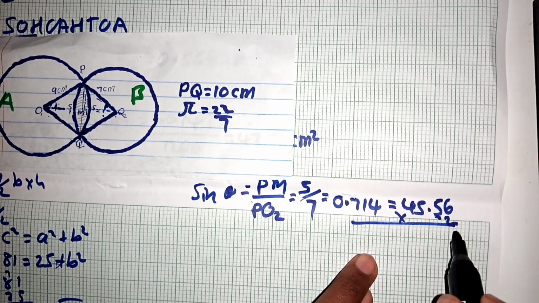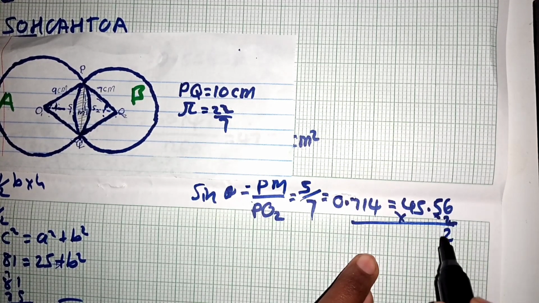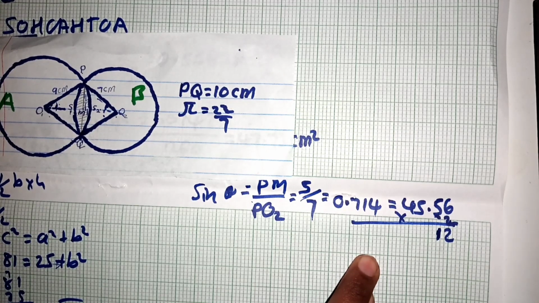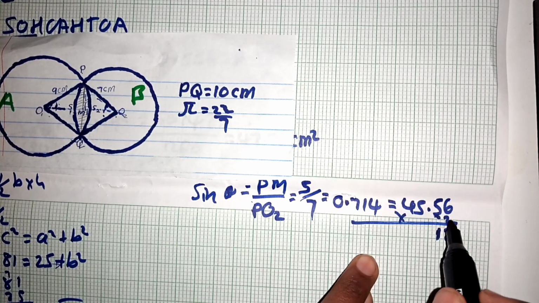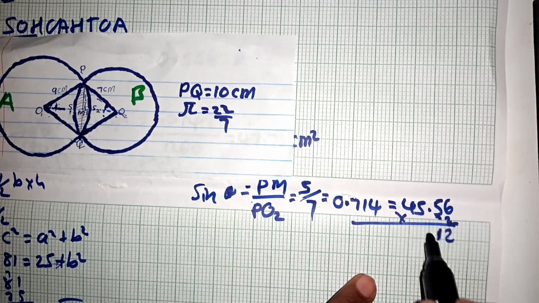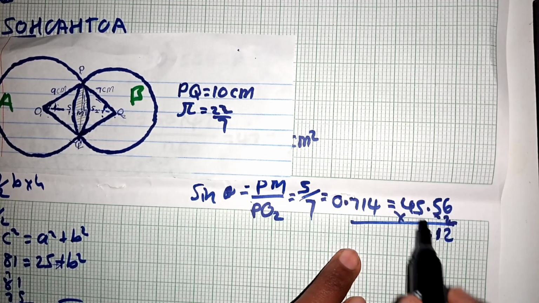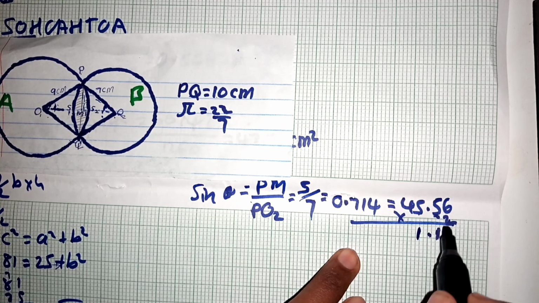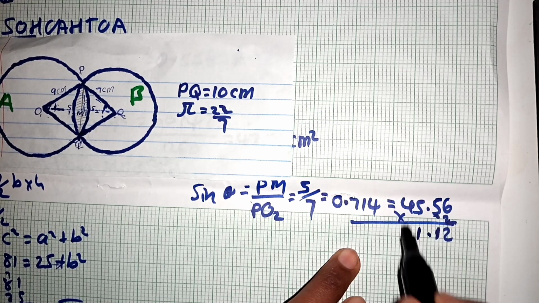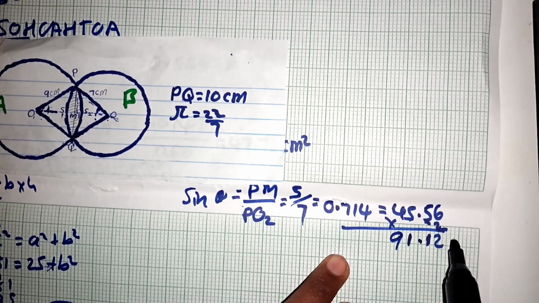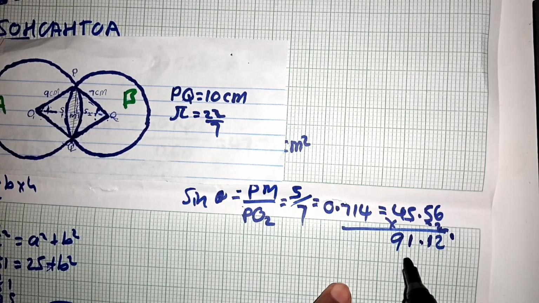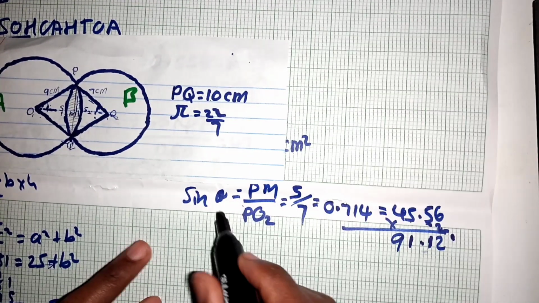What do we get? 12, 10, 11. This is 5. Carry 1. This is 10, 11. This is 8, 9 degrees now. So this will be our theta, and we are going to use it.